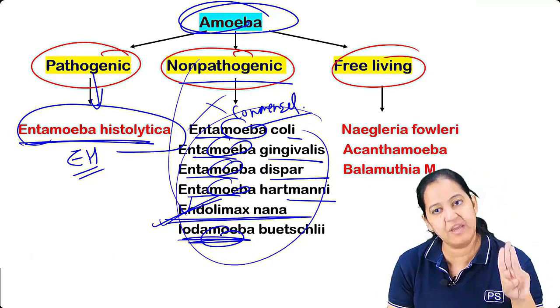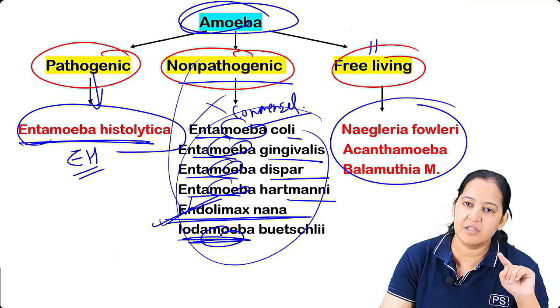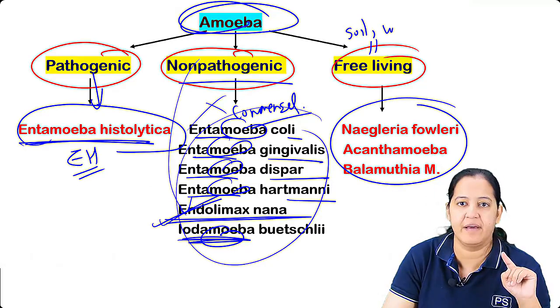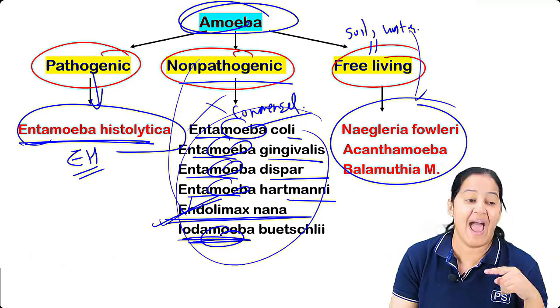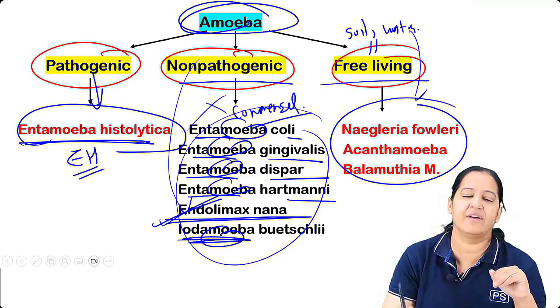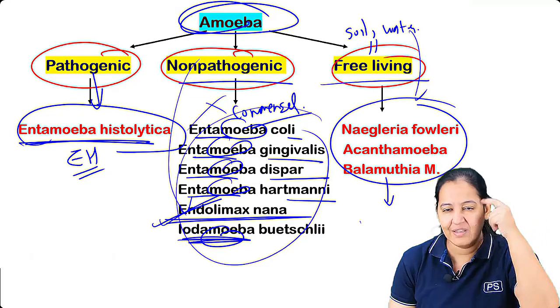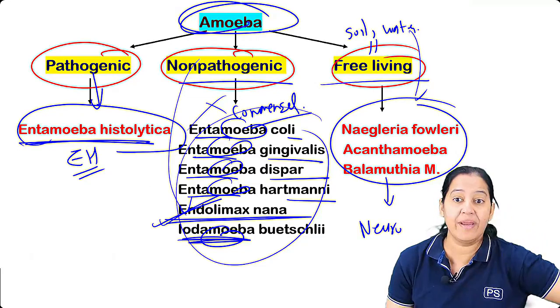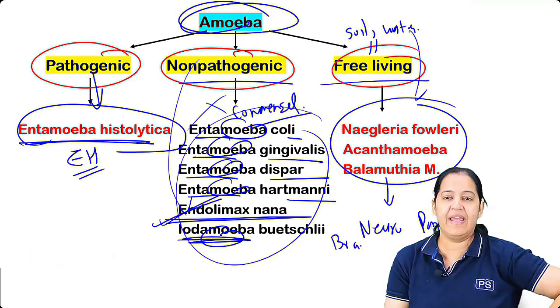But there are three free living amoebas. What do you mean by free living? They remain in the soil or water, in the environment. They don't have humans as a natural host, but accidentally they enter humans. Once they enter a human, they cause disease of the brain. These are known as neuroparasites or brain eaters. Either say neuroparasite or say brain eater.